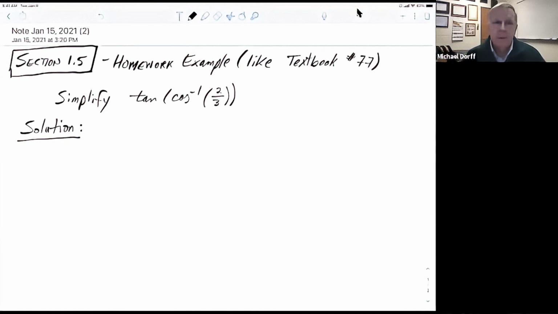We're in section 1.5 and we're going to look at another example of a problem that's similar to homework. In this one, we're supposed to simplify the tangent of the inverse cosine of 2/3.